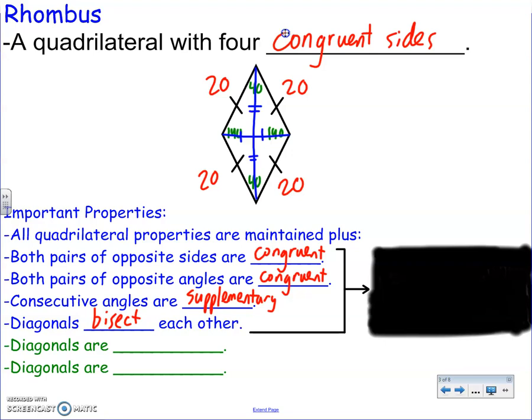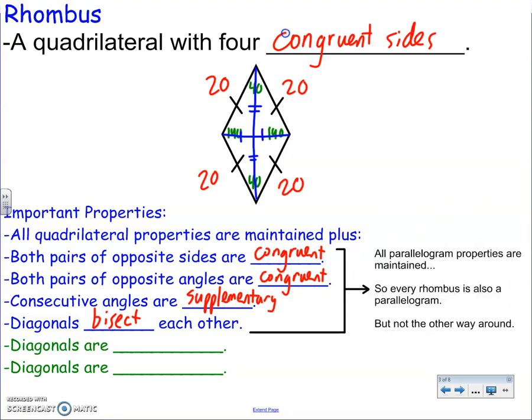All right, notice those properties were actually the same properties as a parallelogram. So since all parallelogram properties are maintained, every rhombus is also a parallelogram. But again, not the other way around. Not all parallelograms are rhombuses, just rhombi. From the last video, you saw that some parallelograms are rectangles. And even some parallelograms are neither rectangles nor rhombi, just a regular parallelogram.